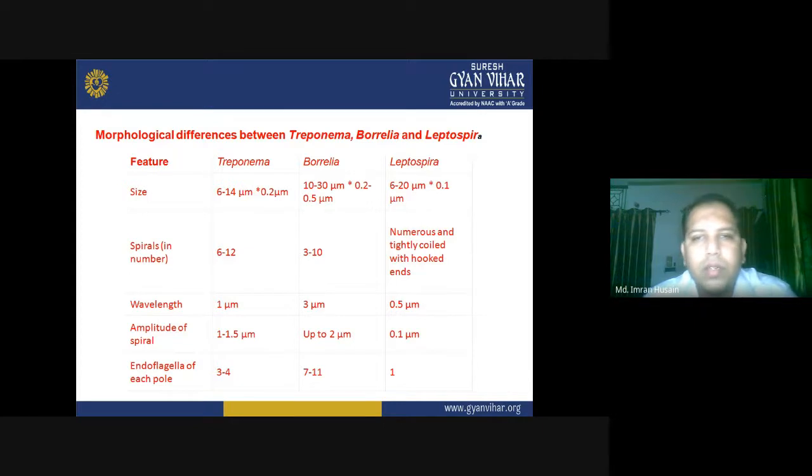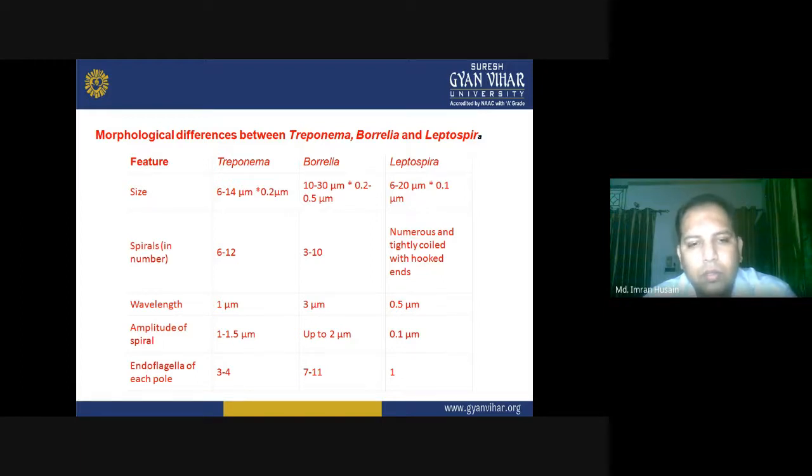Morphological differences between Treponema, Borrelia, and Leptospira. Size: Treponema is 6 to 14 micrometers, Borrelia is 10 to 30 micrometers, and Leptospira is 6 to 20 micrometers. Spiral numbers: in Treponema you have 6 to 12, in Borrelia 3 to 10, and Leptospira has numerous, tightly coiled spirals with hooked ends. Wavelength: 1 micrometer, 3 micrometers, and 0.5 micrometer.